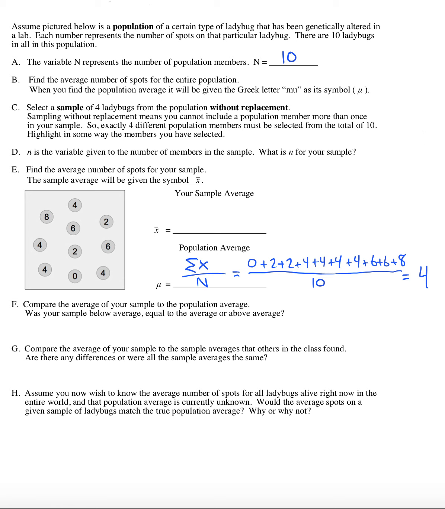What we're going to do next is select a sample of ladybugs. We want our sample size to be 4, and we want to select them without replacement, which just means that a particular ladybug could only be selected once. So we won't pick the same exact ladybug more than once. So let's highlight 4 of these ladybugs. This is going to be our sample.